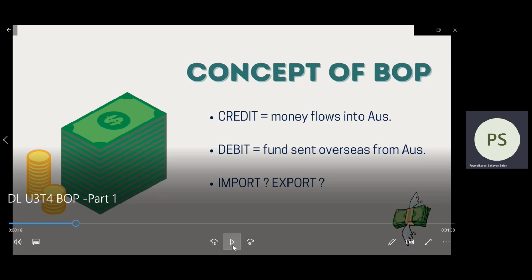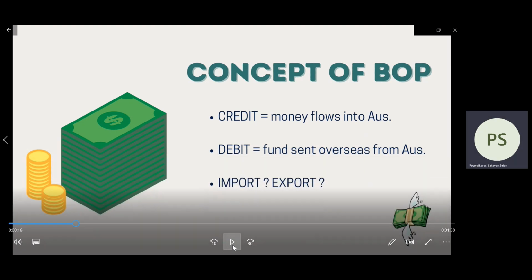Okay, the concept here is whenever money flows into Australia, we will record it as credit. And if there's money flow overseas or funds sent overseas from Australia, then we will record it under debit. So we can look at it in terms of import and export. Okay, so when you export, you gain revenue. So there will be money flow into Australia. And then when you import, we actually spend our money overseas, right? Then it will be outflow from Australia.